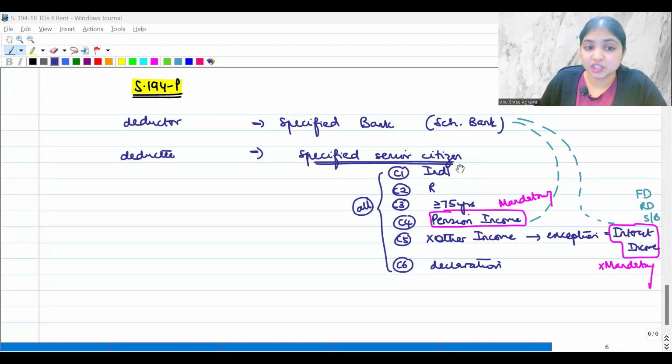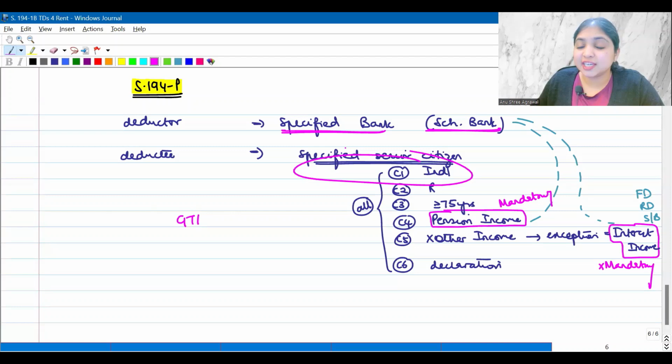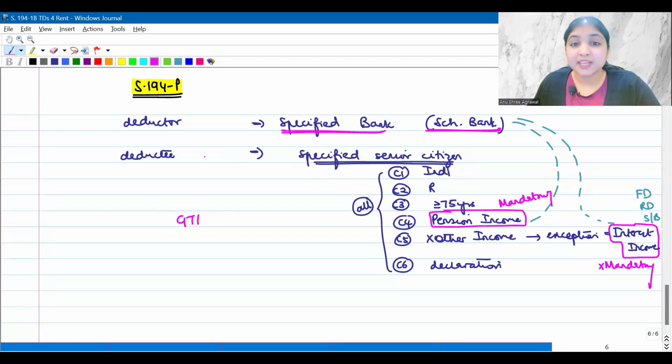If all these conditions are fulfilled, if section 194P is applicable, then the whole responsibility is on this specified bank, this scheduled bank. This scheduled bank will sit and calculate the GTI of the specified senior citizen. The GTI will have only 2 components, guys: this pension income and this interest income. So they will compute the GTI of the specified senior citizen. From this, they will let the senior citizen enjoy chapter 6 deductions, whatever is applicable, and the total income of the specified senior citizen will be computed.